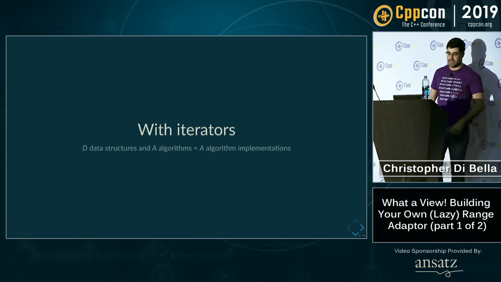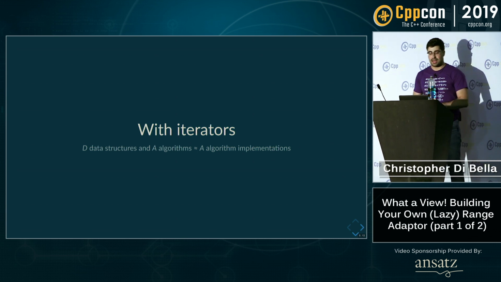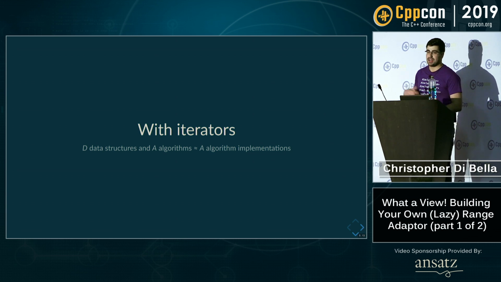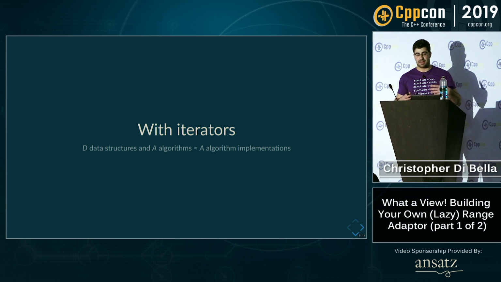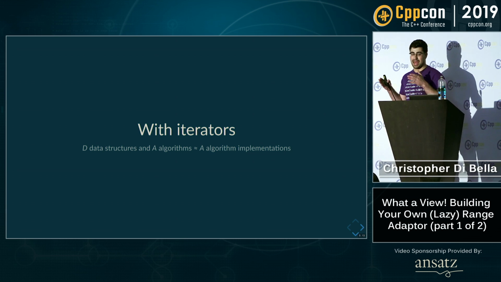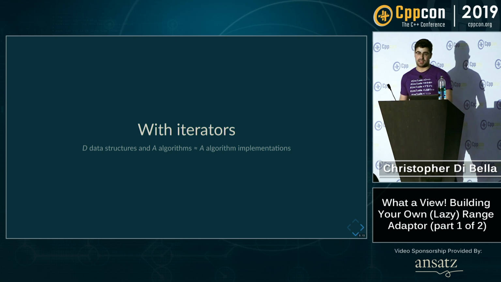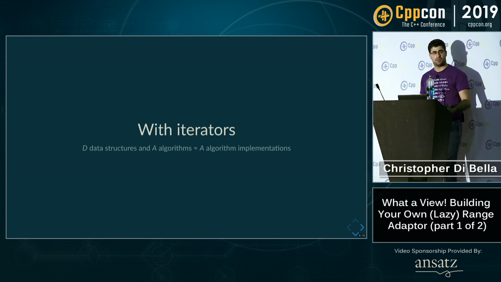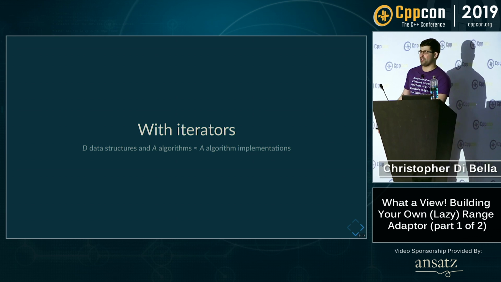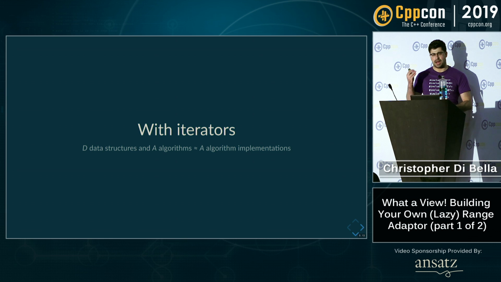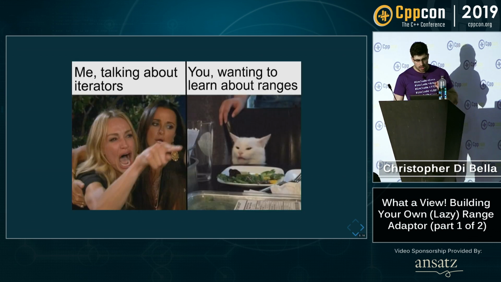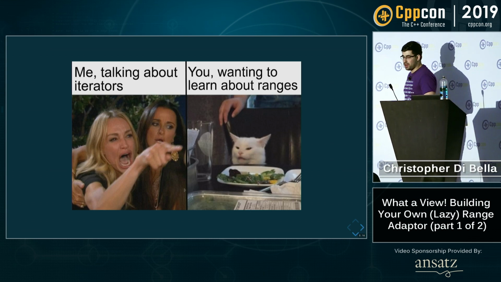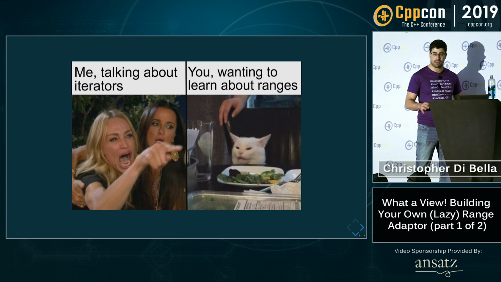But with iterators, we can replace that and say that if we have a number of data structures and a number of algorithms, we only need to implement around about the number of algorithms that exist. We definitely need to implement at minimum the number of algorithms that exist, but if we can make certain assumptions, then we can optimize, and that means there'll be slightly more algorithm implementations than actual algorithm names. Now, I know what you're thinking. You came here to learn about ranges, and I'm talking about iterators. I promise you there is a point to all of this.